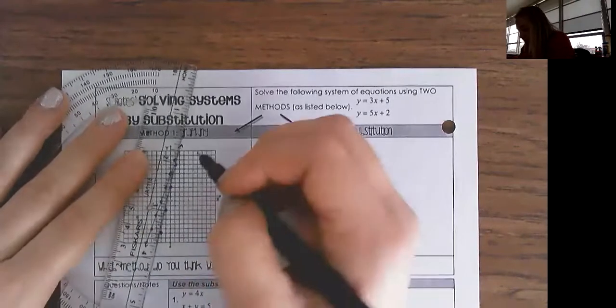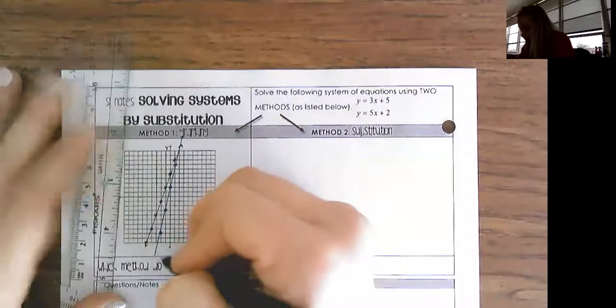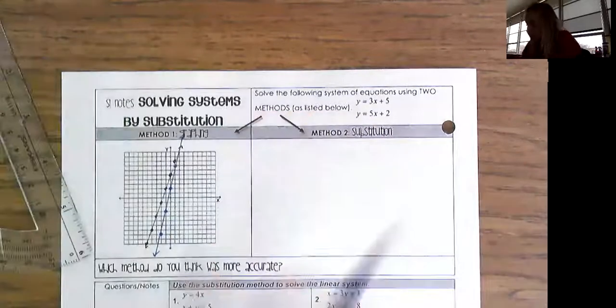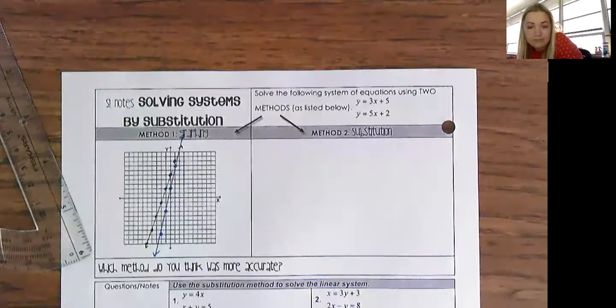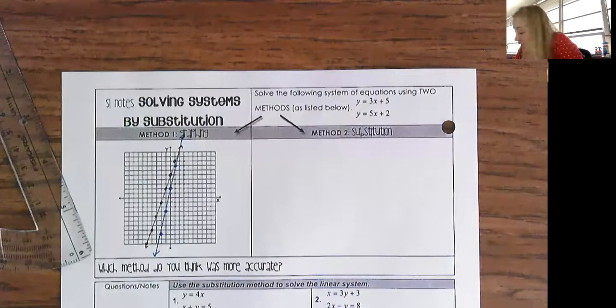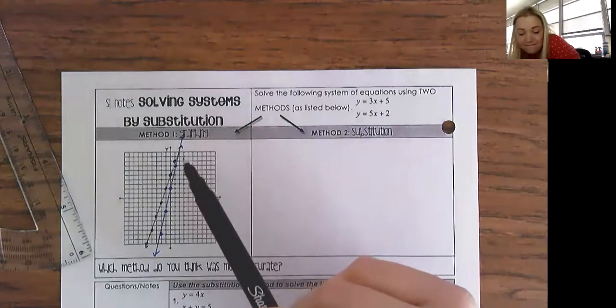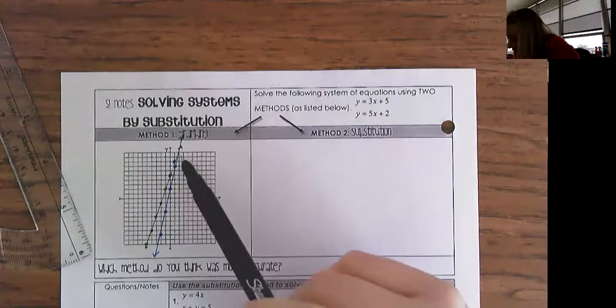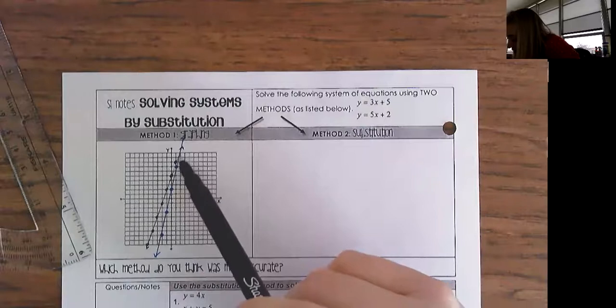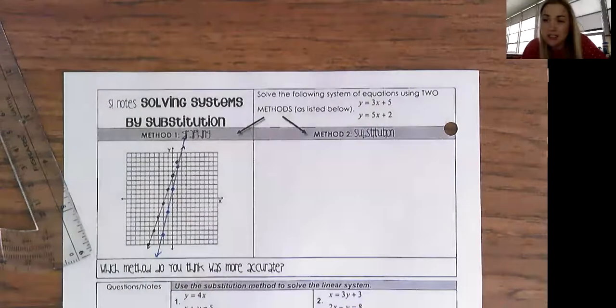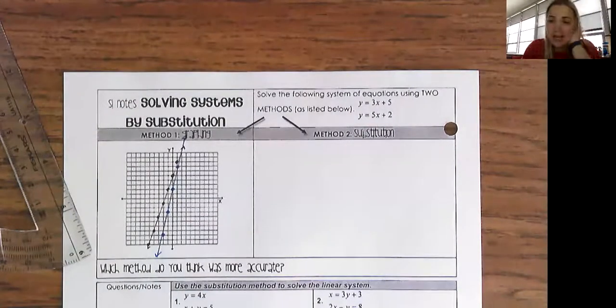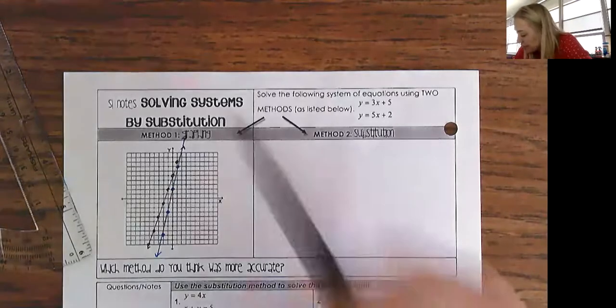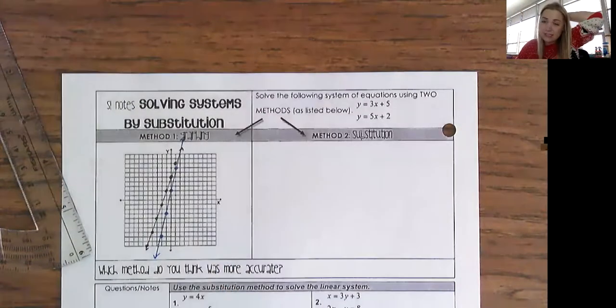What you are going to notice, I cannot tell exactly where these cross. It looks kind of like they cross somewhere up there. I just can't tell exactly where it is. And we've talked about how you can guess, but then you'd have to check. Does that look like they cross like at an exact point? Does it look like they cross at a decimal point?